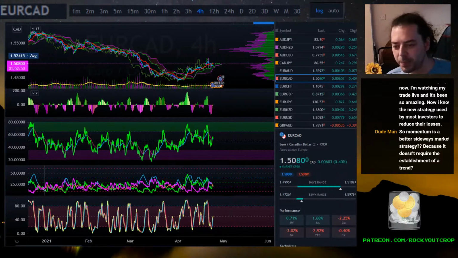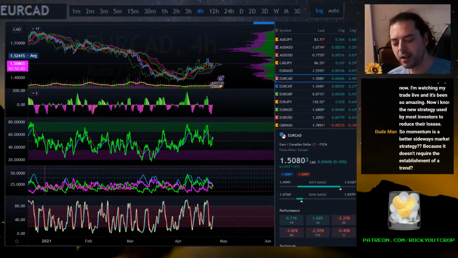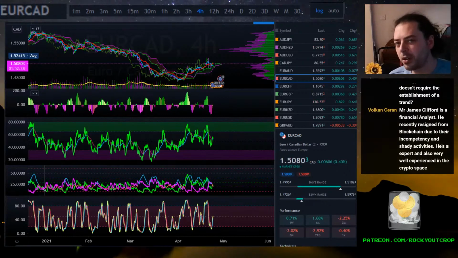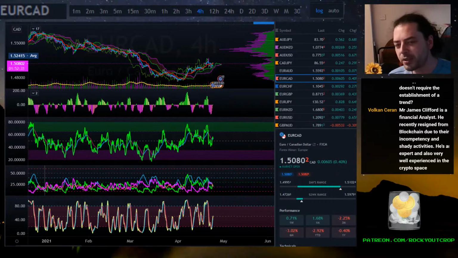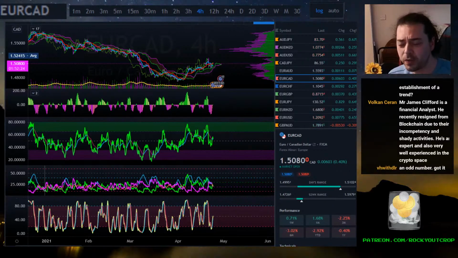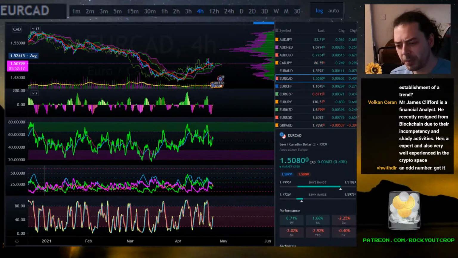So, momentum is a better sideways market strategy because it doesn't require the establishment of a trend. I mean, yeah, that would be a good premise to debate that point from, if you're the proponent of that side of things. Momentum is a better sideways market strategy. Well, you could also say, in a sideways market you really don't have a trend to follow, so it's better than nothing. If that's all you're really saying, then it's not that profound a debate.